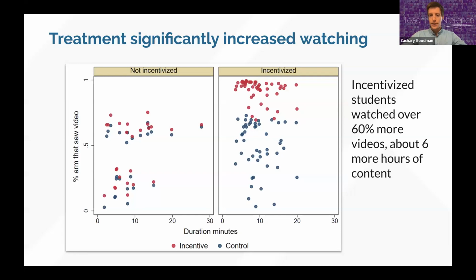And in total, the incentivized students watched about 60% more videos, and that translates to about 6 hours of content, or about 3.5 hours of unique content. So this is not a huge burden on the students either. It translates to about an hour of content more per week. So a student who's very actively watching these videos would spend about an hour more per week studying if they didn't reduce any of their other studying concurrently.